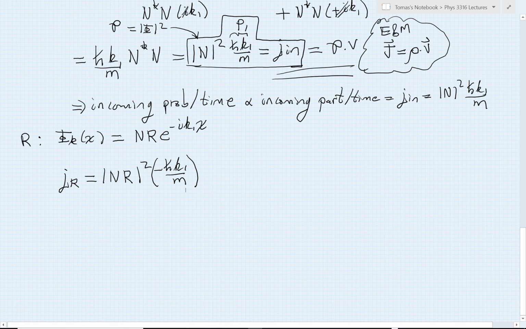Terrific. So now I'm enabled to actually calculate the probability for reflection. The probability for reflection should be the fraction of particles that come back. So it's the reflected number of particles per unit time, divided by the incoming particles per unit time.